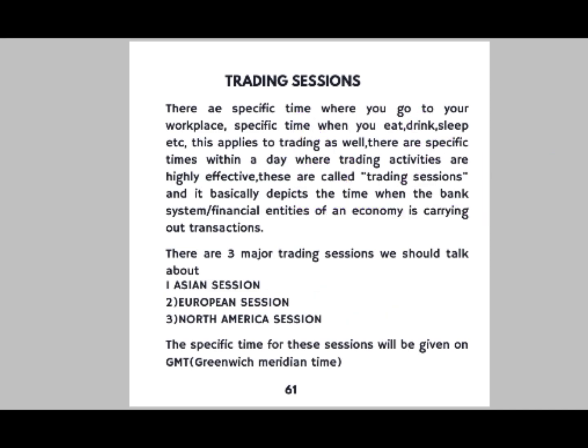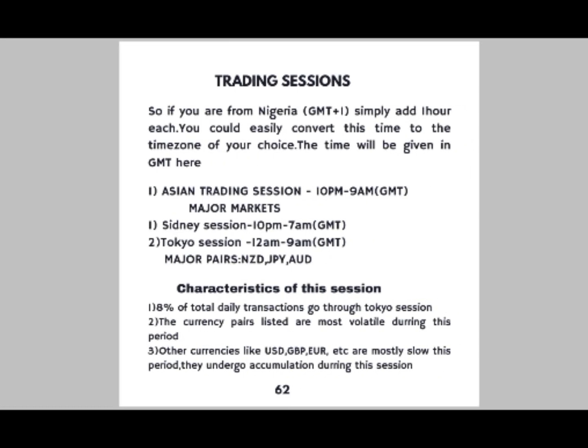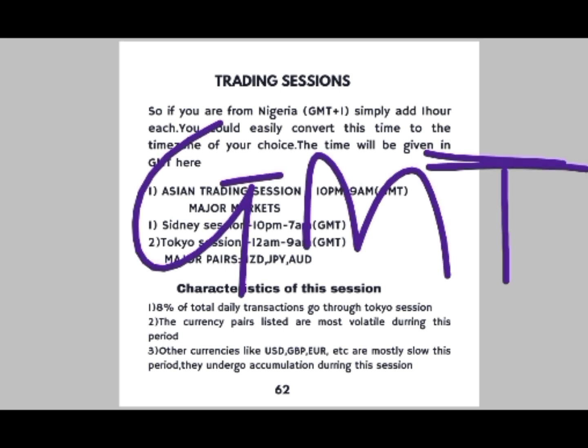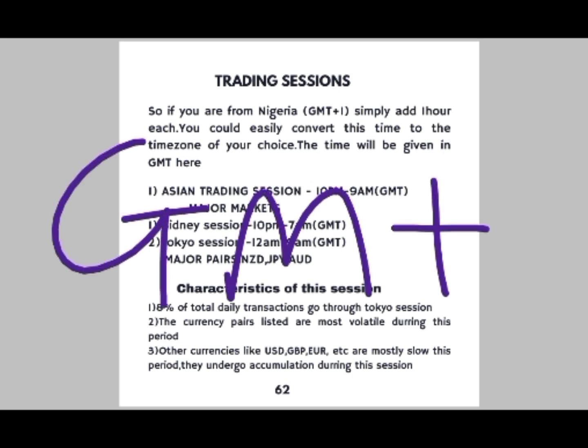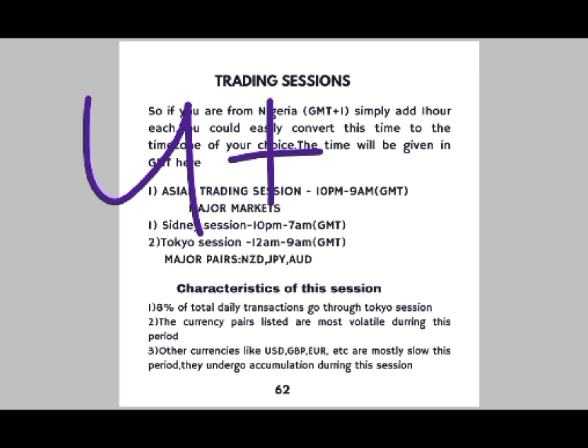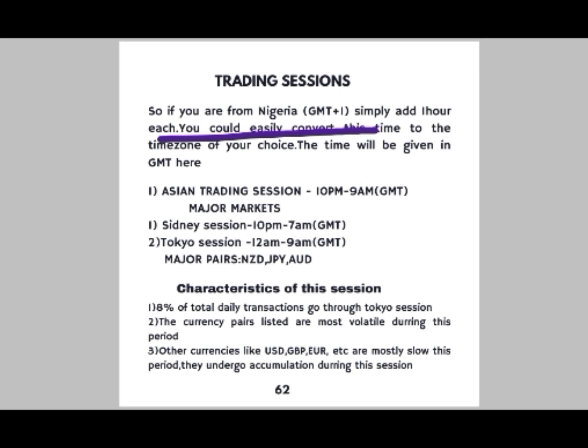Now, one thing you should note is that most of the times I'm going to talk about here will be given in GMT. If you are in Nigeria, it is GMT plus 1, so you just add 1 hour to the time given here. It depends on your time zone. Some people are in UTC, some people are in different time zones. So simply convert it from GMT to your own time zone. As written here, if you are from Nigeria, which is GMT plus 1, simply add 1 hour. You could easily convert this time to the time zone of your choice. The time will be given in GMT here.